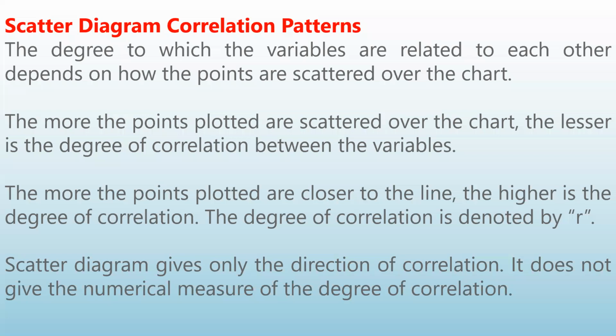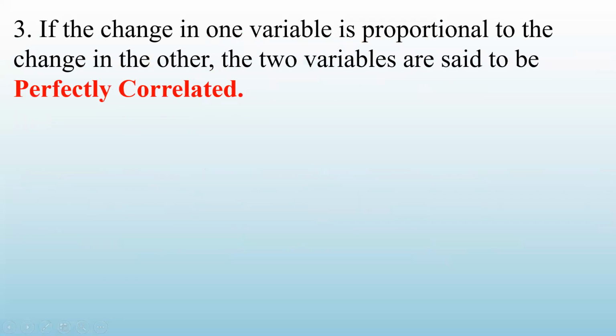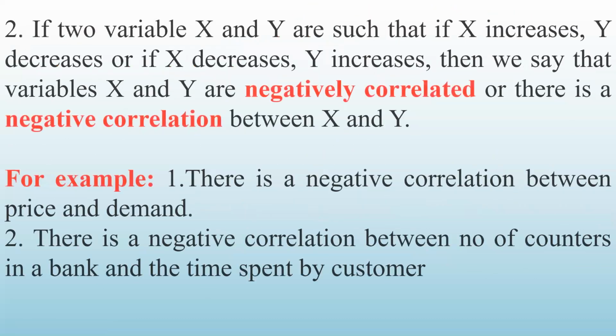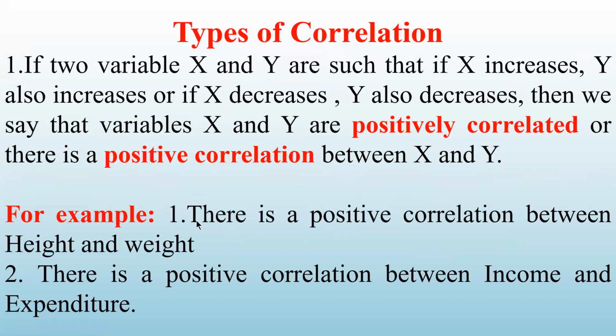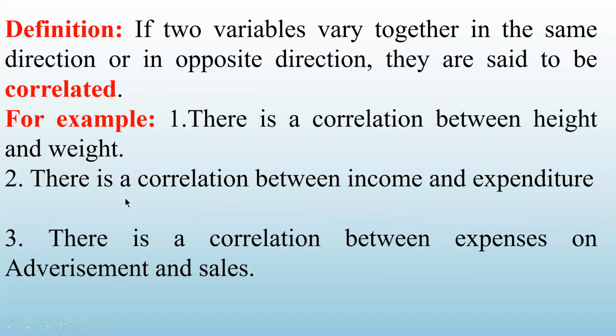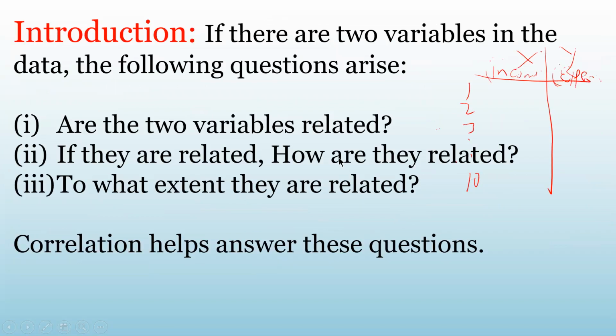It only gives you the type of correlation. So it only answers our second question. As I told you, whenever bivariate data is given, you have three questions in your mind, and this scatter diagram answers your first and second question. Is there a correlation? Yes, there is a correlation. And in what way are they related? But it does not give you the answer for this.